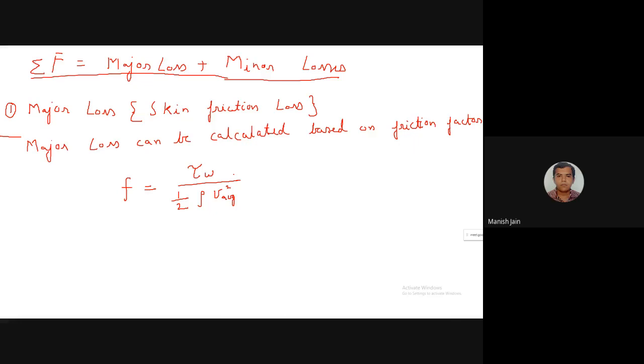It is defined as the ratio of the shear stress at the wall to the overall kinetic energy of the fluid. So friction factor is the ratio of shear stress, which is nothing but the shear force or the friction force at the wall, and the kinetic energy of the fluid.